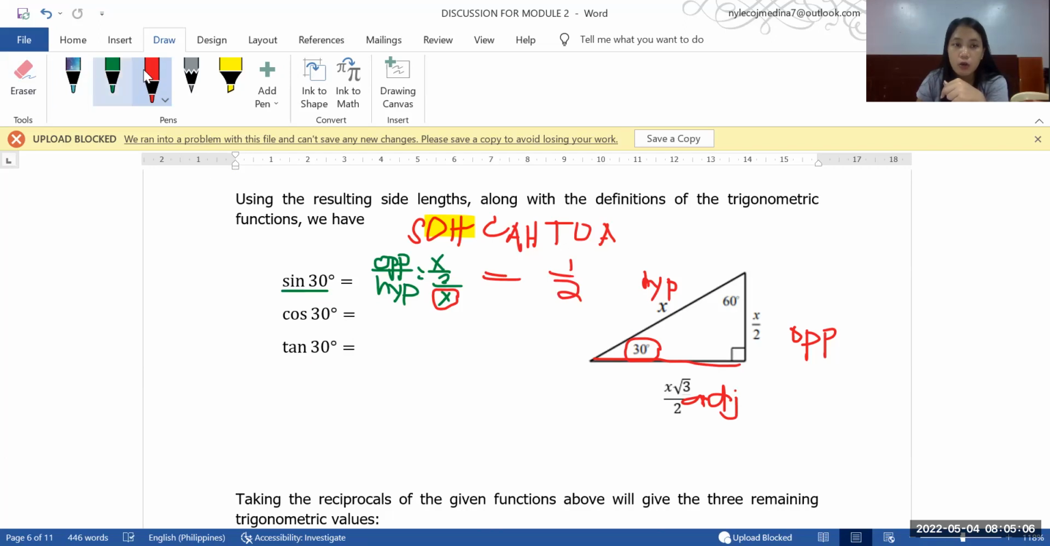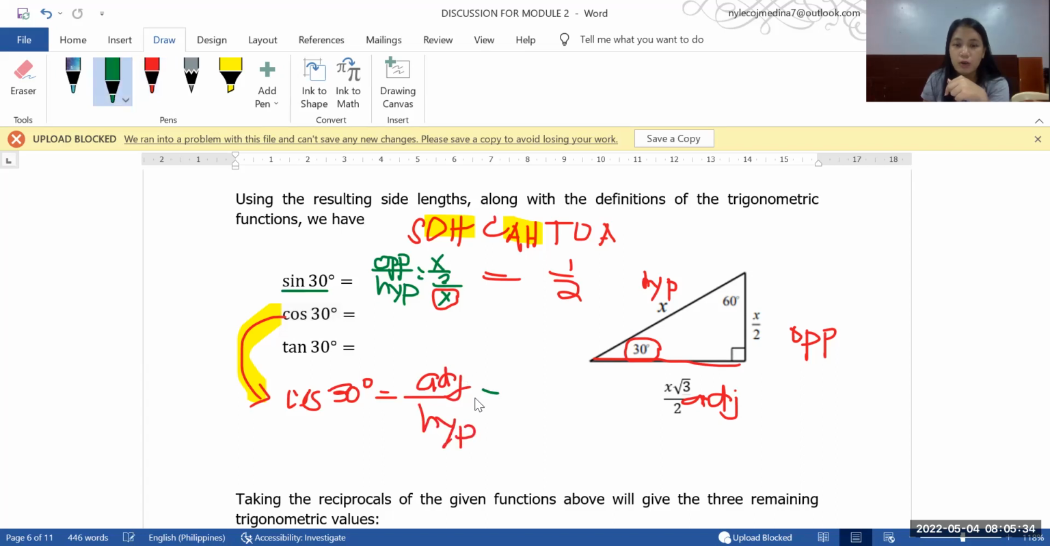Next is cosine. If we look at the formula, cosine is adjacent over hypotenuse. So cosine 30 is just equal to adjacent over hypotenuse. The adjacent has the value x square root of 3 all over 2, and the hypotenuse is x.